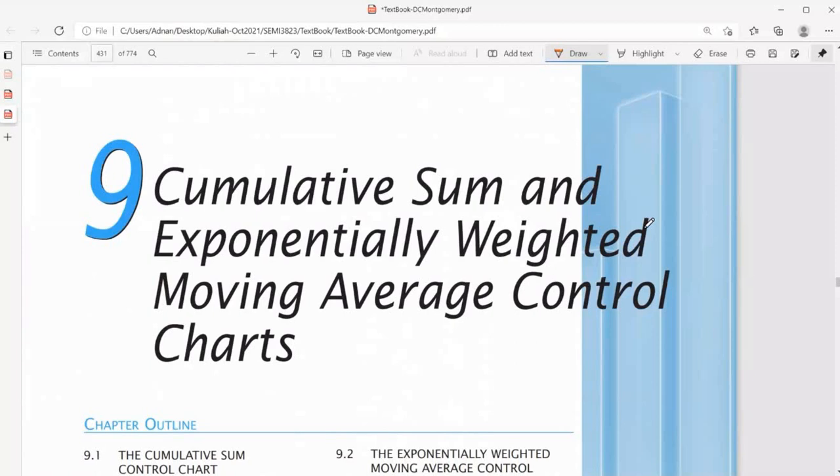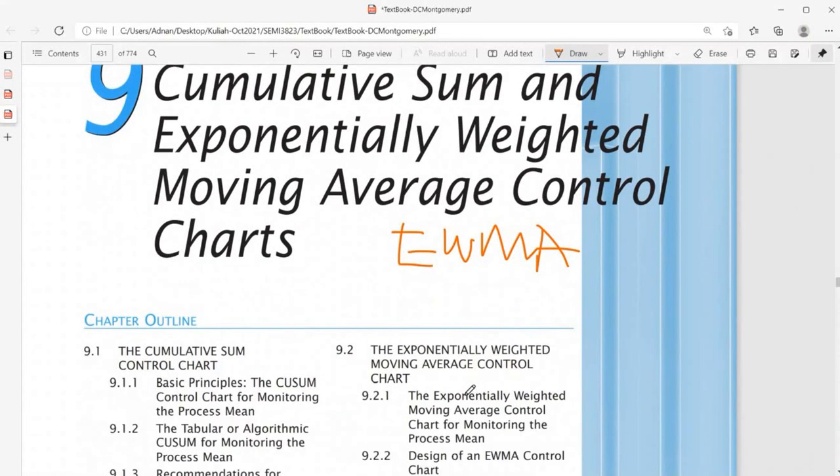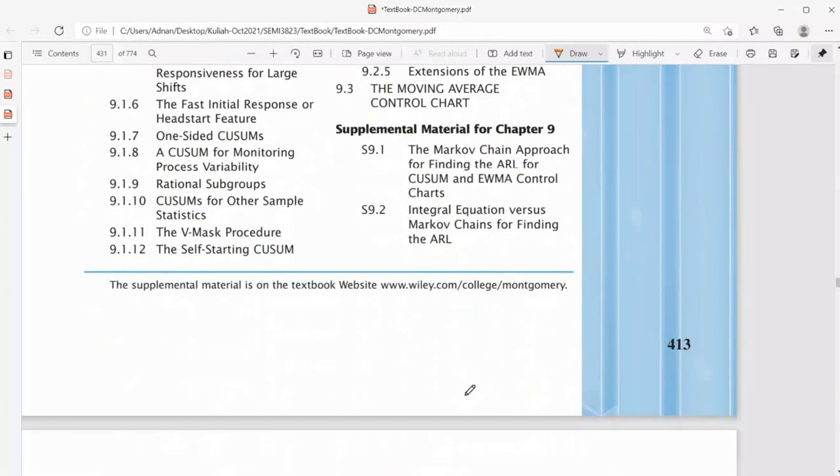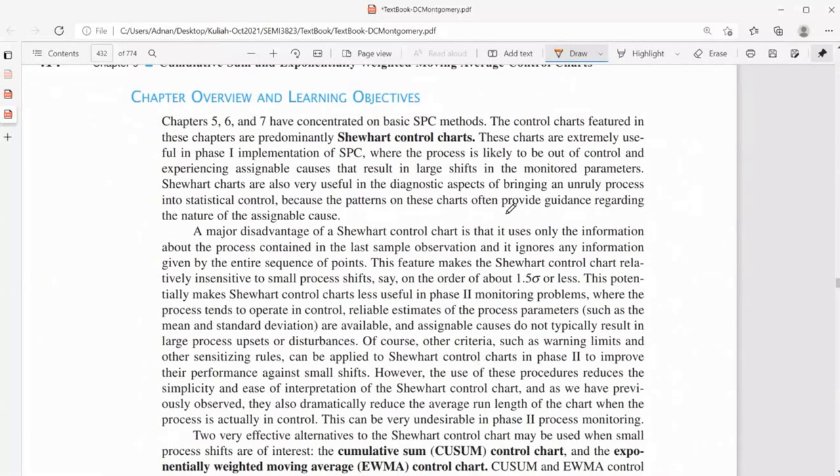Okay, cumulative sum and weighted moving average. Cumulative sum, or we call it Q-sum, control chart. And we have exponentially weighted moving average, EWMA. So this is different from a Shewhart-based control chart. Why do we need this chart? Because this chart has more sensitivity.